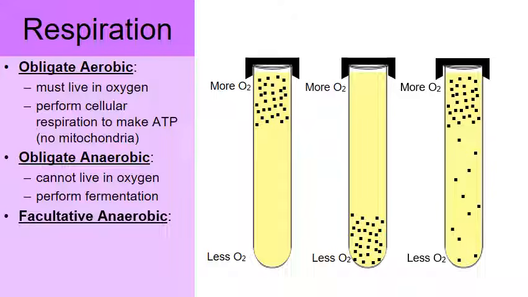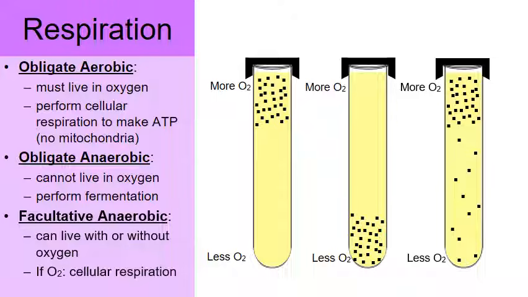Well, these are the bacteria that are called facultative anaerobic bacteria, which means they can live with or without oxygen. If there's oxygen present, they're able to do cellular respiration. But if there's not oxygen present, then they perform fermentation in order to produce the energy that they need to survive. So for bacteria, there's a wide variety of ways in which they can obtain their energy and survive.